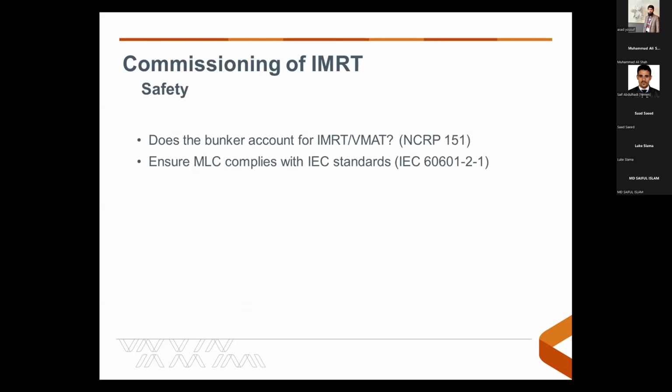Safety considerations, specifically for IMRT and VMAT: the main one you want to consider is, does the bunker actually account for IMRT and VMAT patients? These are your shielding calculations, NCRP 151. Because you have higher MU per gray for IMRT and VMAT patients, you have a higher leakage workload. And if that wasn't accounted for in your original calculations, then you need to reassess your bunker for IMRT and VMAT.